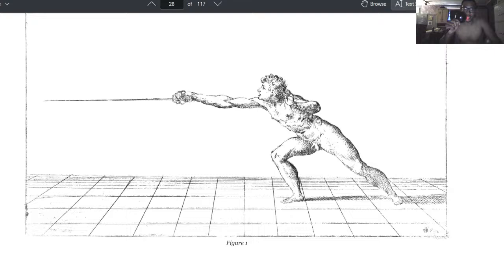He's right. I kind of struggle with that. Look how far his sword is reaching out. That's more than two arms' length.